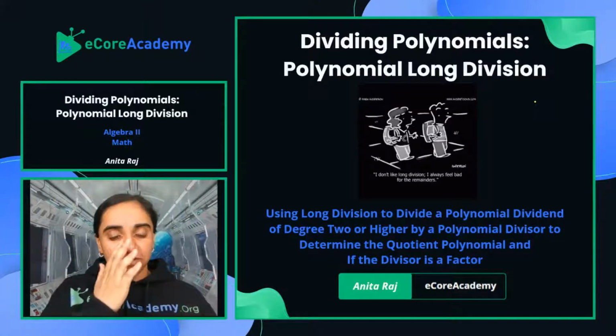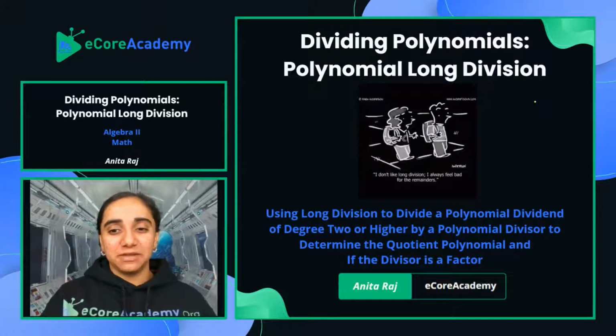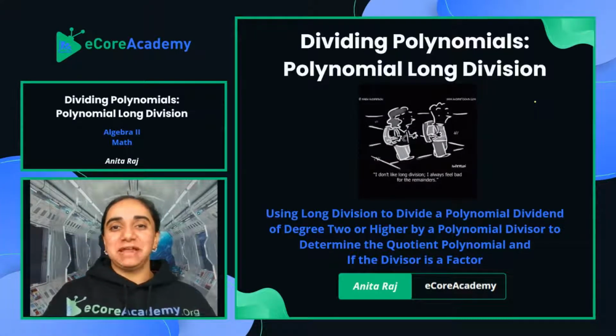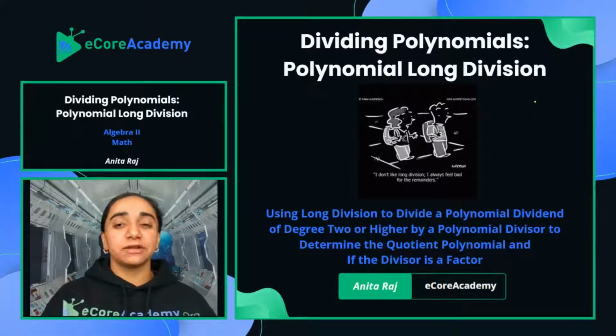Before I dive into this video, there are two things I want to do. I just wanted to quickly show you this little image I have. It says, I don't like long division. I always feel bad for the remainders. You're going to see in the examples that we do what happens to the remainders. Remainders are what's left over, so you can always think of remainders as being the ones that are left out or excluded. That's what this image is supposed to nod at.